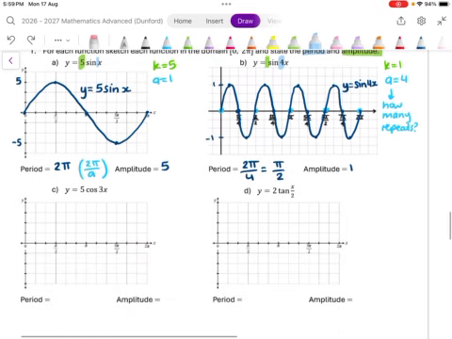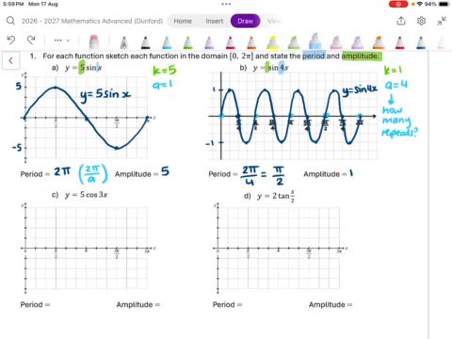Okay, looking at the next two, it's combining 2 at a time, so 2 different transformations, whereas the first one was an amplitude, the second one was a period. So in C, we have y equals 5 cos 3x. So what we have is our amplitude, or our k value. It's easiest to spot. Our k value equals 5. So that means our amplitude is going to equal 5.